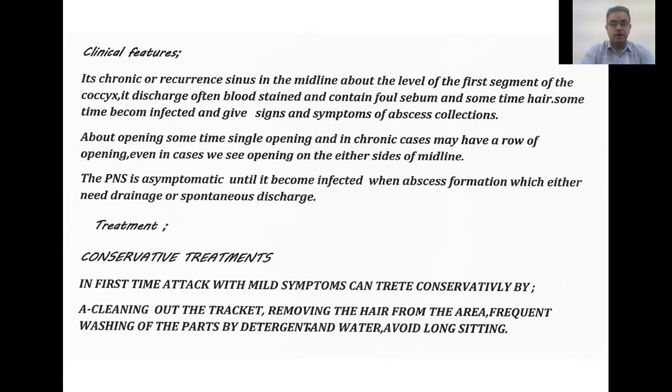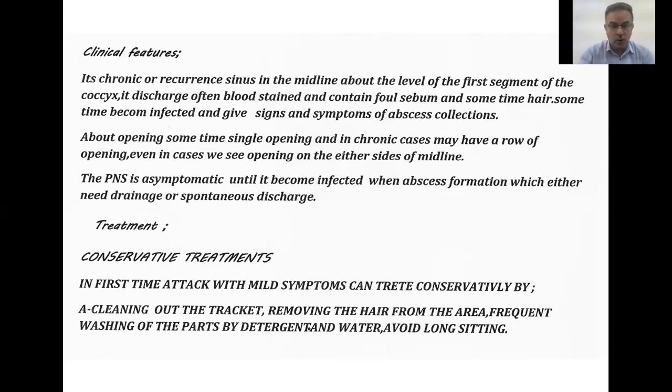The clinical features of pilonidal sinus: it is a chronic or recurrent sinus in the midline at the level of the first segment of the coccyx. It discharges often blood-stained fluid and sometimes pus, and contains foul sebum and sometimes hair follicles and hair shafts. It can become infected and give signs and symptoms of abscess collection.